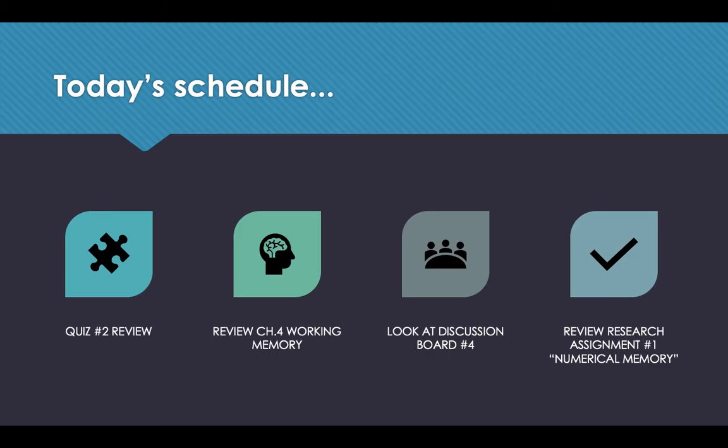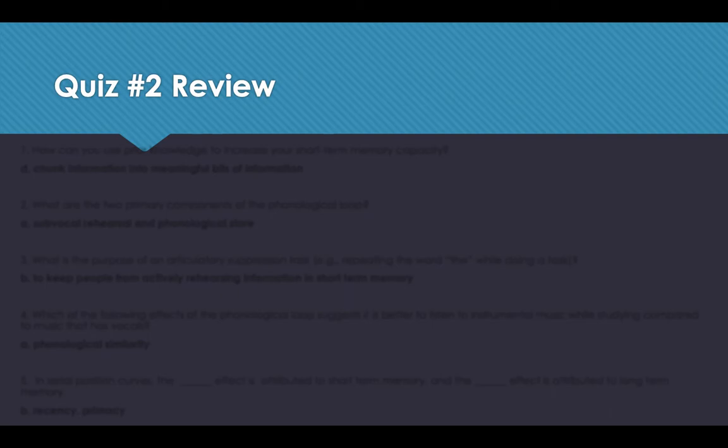All right, everyone. So today's schedule, we're going to quickly review quiz number 2, look at chapter 4, working memory, take a quick peek at discussion board number 4, and go over the end of your first research assignment, numerical memory. So for quiz 2, again, I hope you guys didn't find this too difficult.